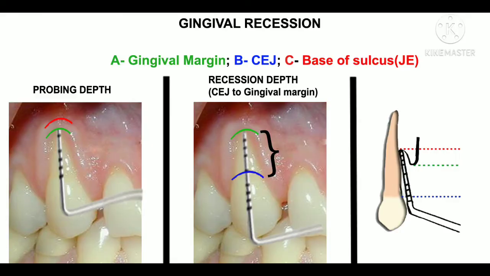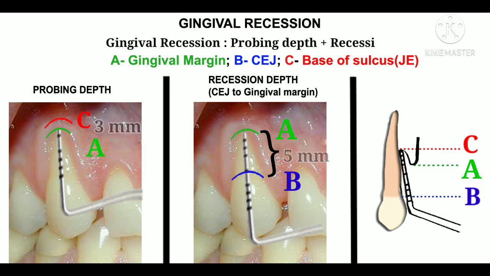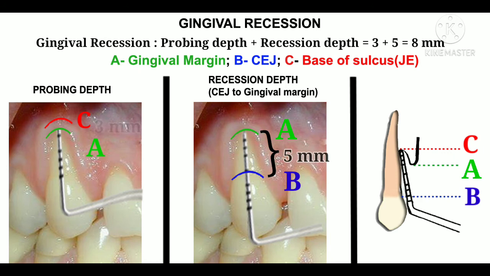Now, let us see the calculation of clinical attachment loss in case of gingival recession. The distance from the cemento-enamel junction, point B, to the gingival margin, point A, is measured as 5 mm in this case. Then, the distance from the gingival margin, point A, to the junctional epithelium, point C, is measured. It is 3 mm in this case. To obtain clinical attachment loss, both the measurements are added, that is 5 plus 3 equals 8.